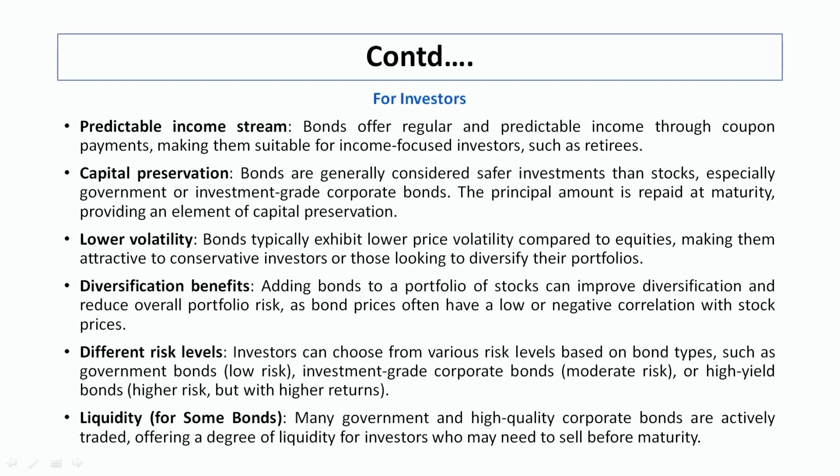Different risk levels: an investor can choose various risk levels based on the bond types, such as government bonds, which are less risky instruments as compared to corporate bonds. Then investment grade corporate bonds are moderately risky, and high yield bonds have higher risk potential as compared to the other two categories of bonds.